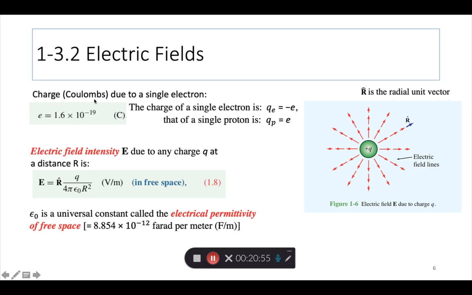So having said that, the idea of a single electron and charge, right? So charge in coulombs due to a single electron is e equals 1.6 into 10 to the power minus 19 coulombs. You've seen this before. And the charge of a single electron, correctly speaking, should have a minus sign, minus e. The proton has the same charge, but it has a plus sign.